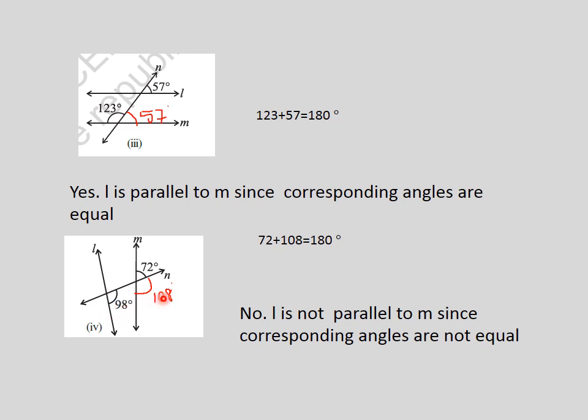Corresponding angles are not equal. So if corresponding angles are not equal, then the lines are not parallel to each other. So L is not parallel to M since the corresponding angles are not equal to each other, because this is 98 and this is 108. Okay.